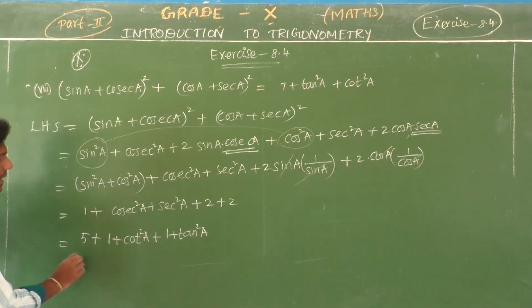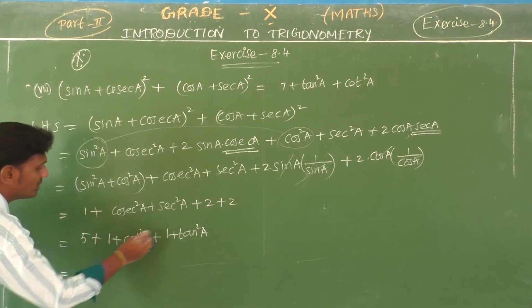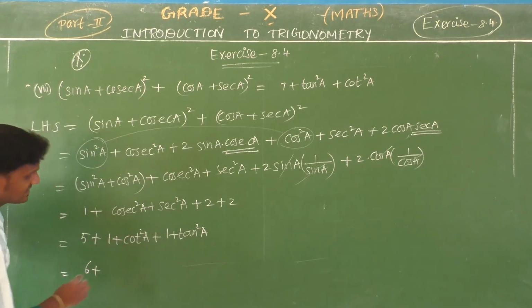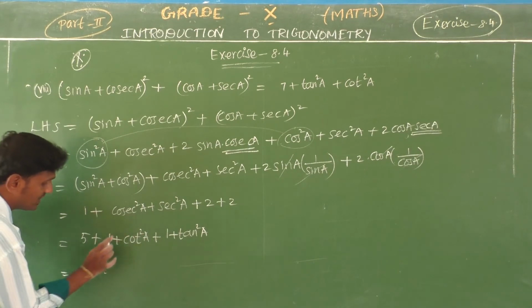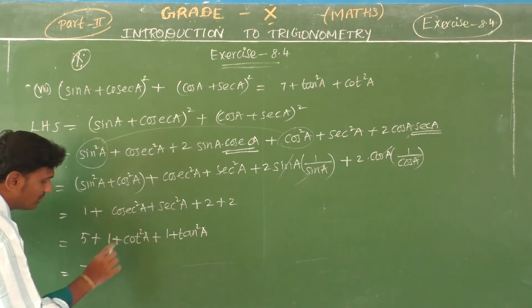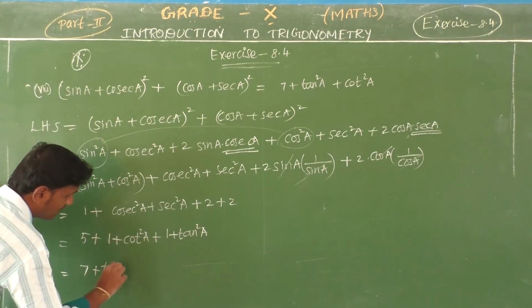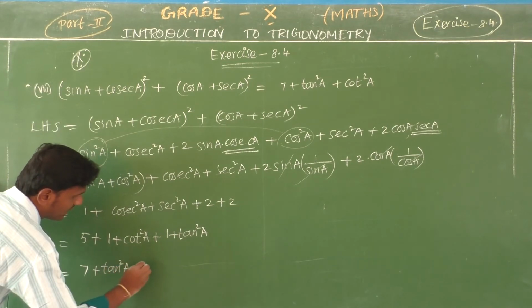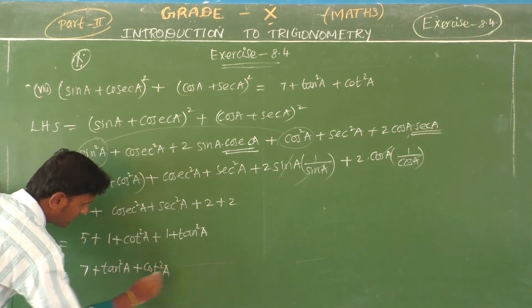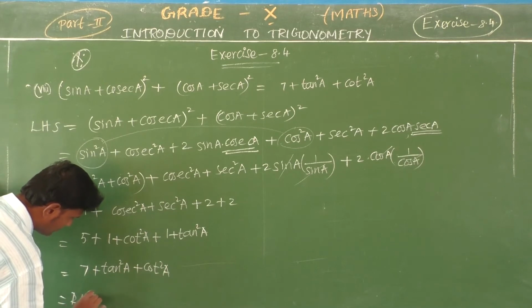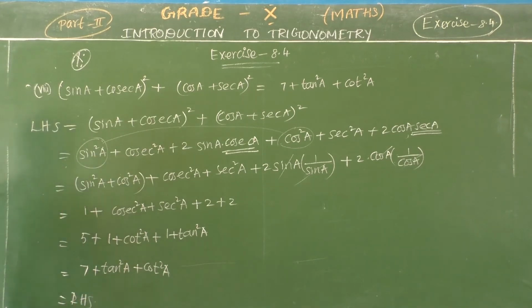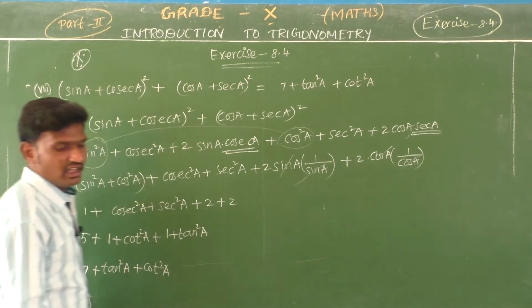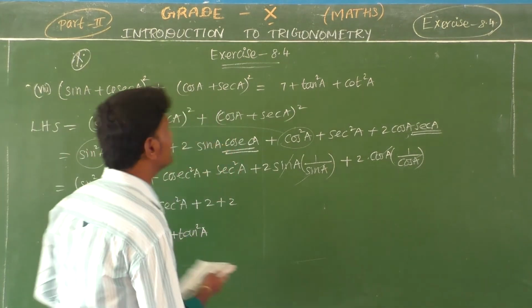So finally I am going to add the numbers. 5 plus 1 is 6, plus 1 is 7. So 7 plus tan square A plus cot square A. So that is your right side. Have you got it, children? It is very simple only.